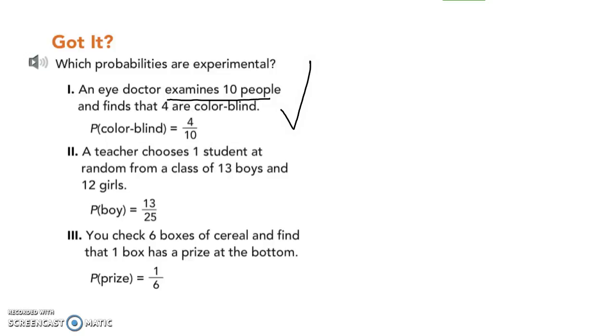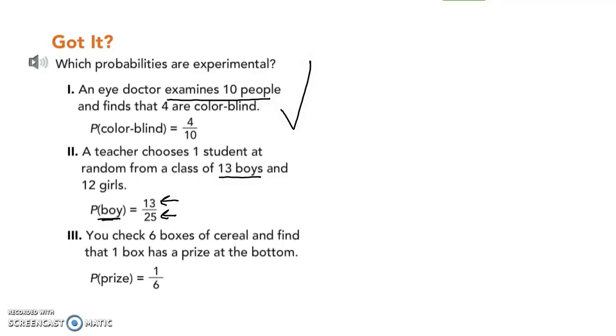The second option, is this experimental? They choose a student at random from a class of 13 boys and 12 girls. No, we see this is theoretical probability because it's the number of boys in the class, 13 out of the total number of possible outcomes. That's theoretical probability, not experimental.